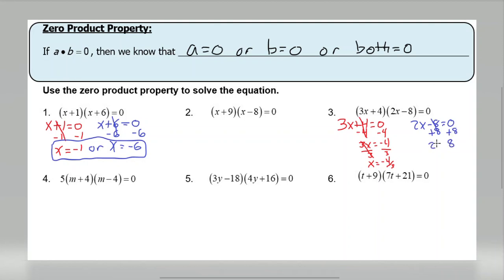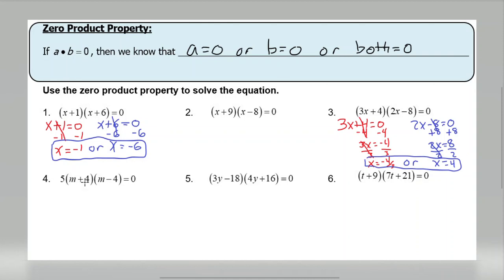And on my left side, I'm left with 2x. And then I would divide by 2, right? To leave me with x on my left side. And I would divide by 2 on the other side to keep it balanced. So 8 divided by 2 is 4. So my answers for this quadratic, it could be x equals -4 thirds or x equals 4.